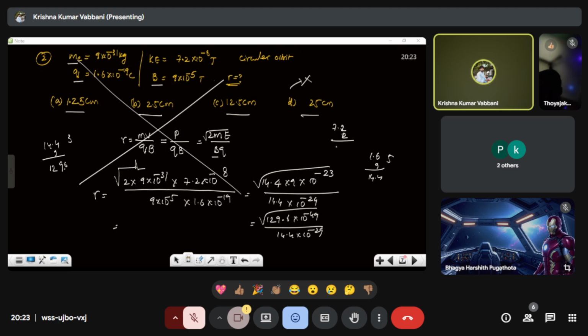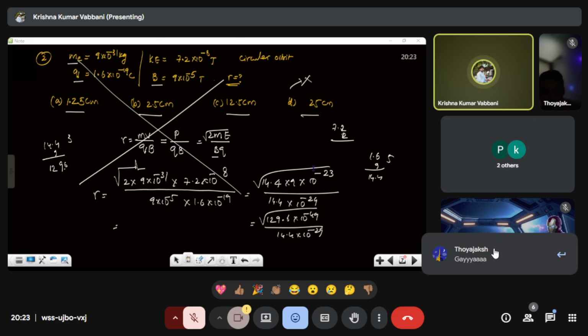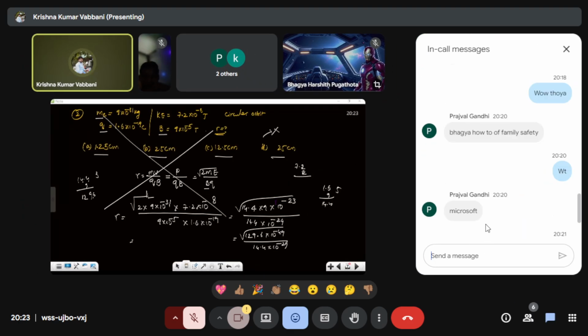Bhagya, how to have family safety? What is this? Now I will see the chat box for doubts. Okay, entity name, it's sent by the company and for us. Kushi, what is 9? Tejakshinu. Bhagya, how to have family safety? What? I did not understand, Bhagya, Harshit. Prajwal spoke in English.